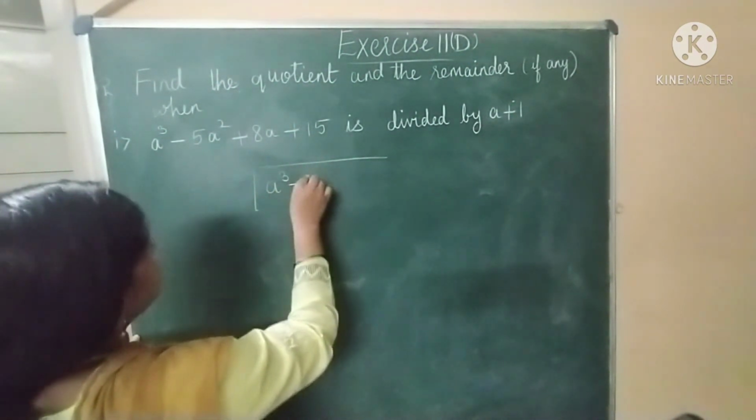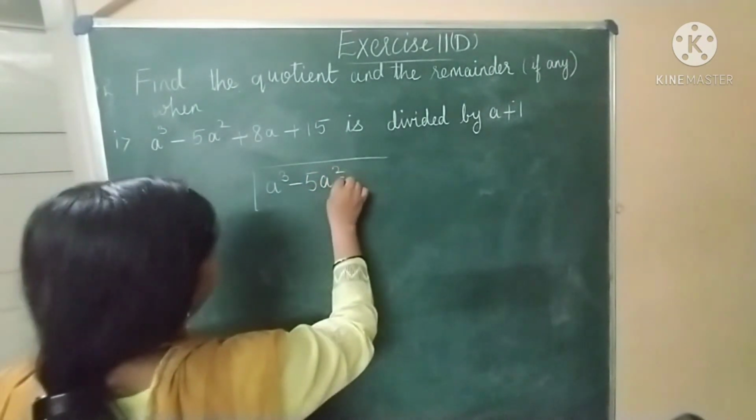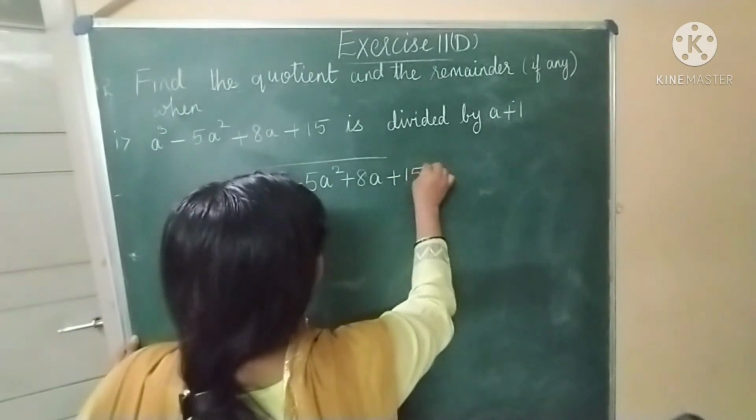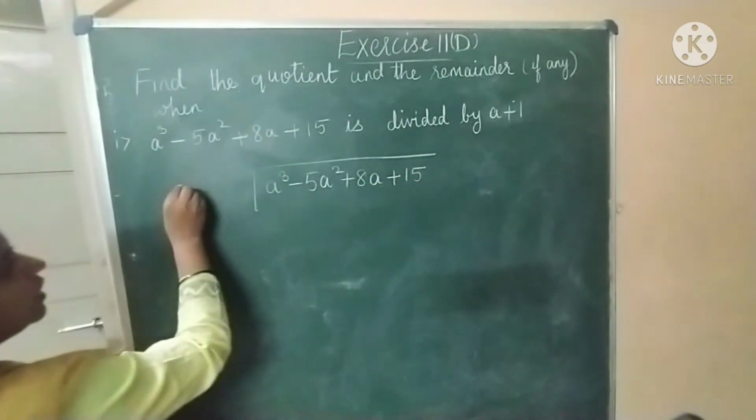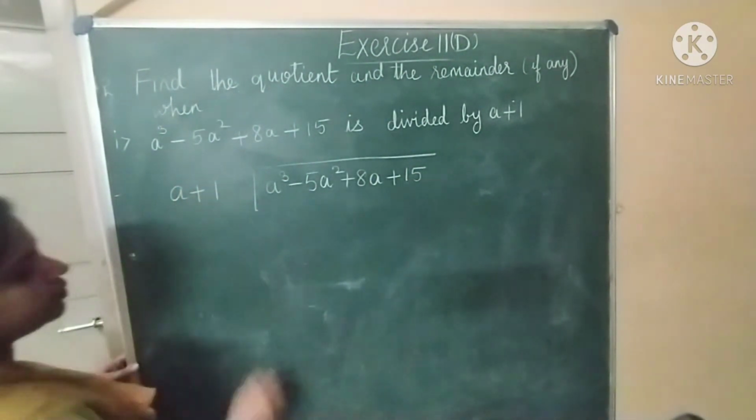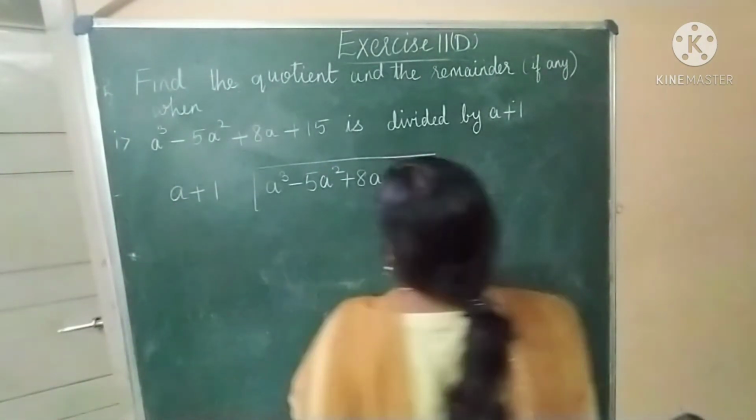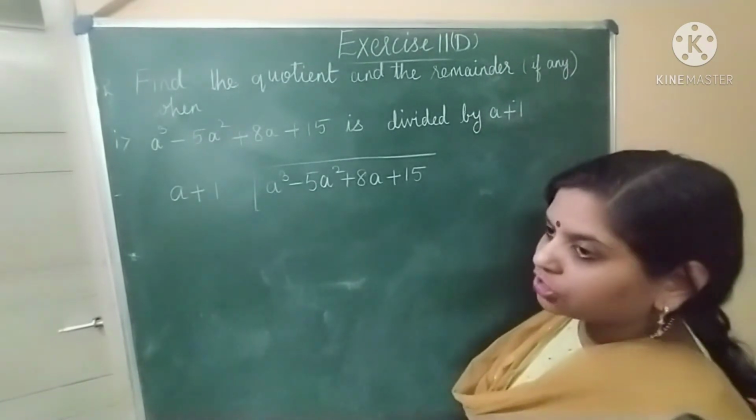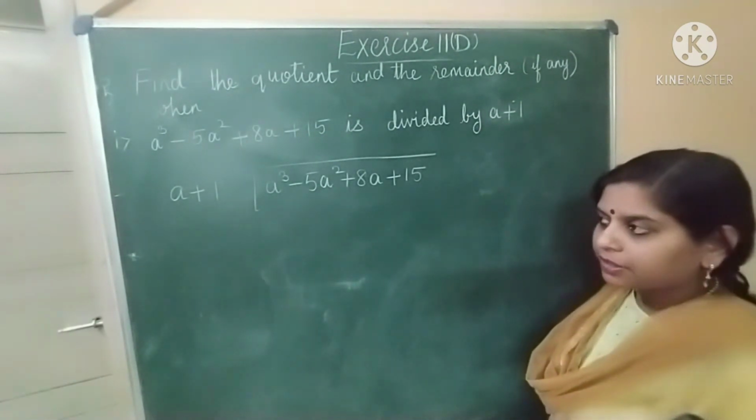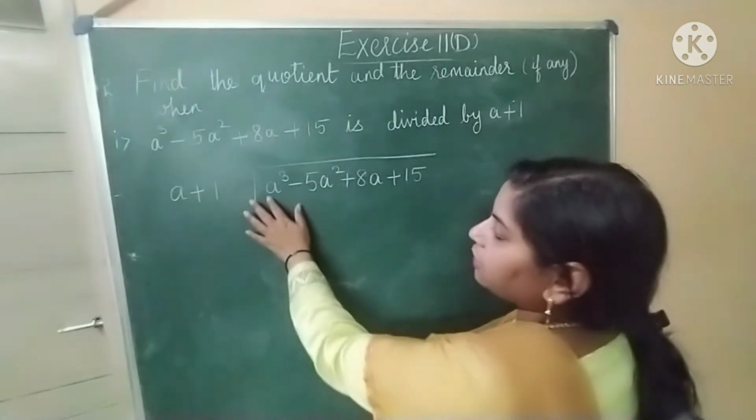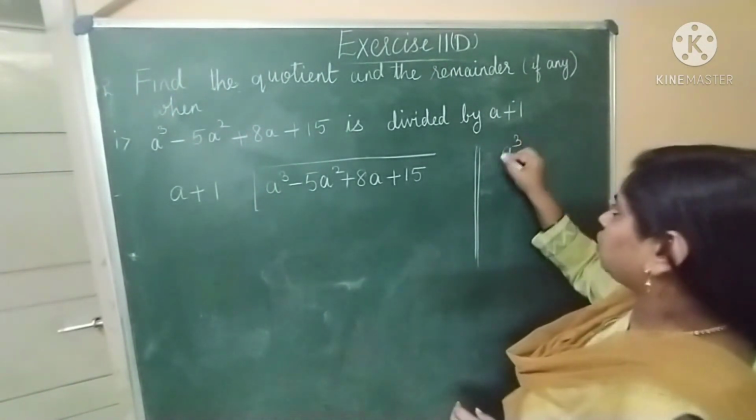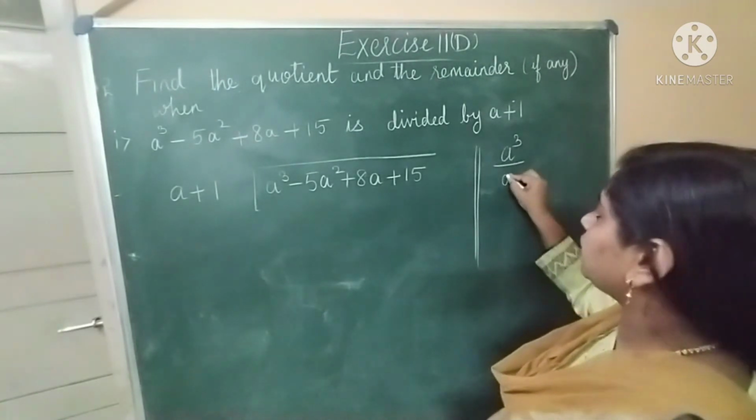a cube minus 5a square plus 8a plus 15, divided by the divisor a plus 1. Now to continue with the division, I have already told you the steps of division, multiplication, subtraction, and repeating. So take the first term of the dividend. Which is the first term of the dividend? a cube. Divide it with the first term of the divisor.